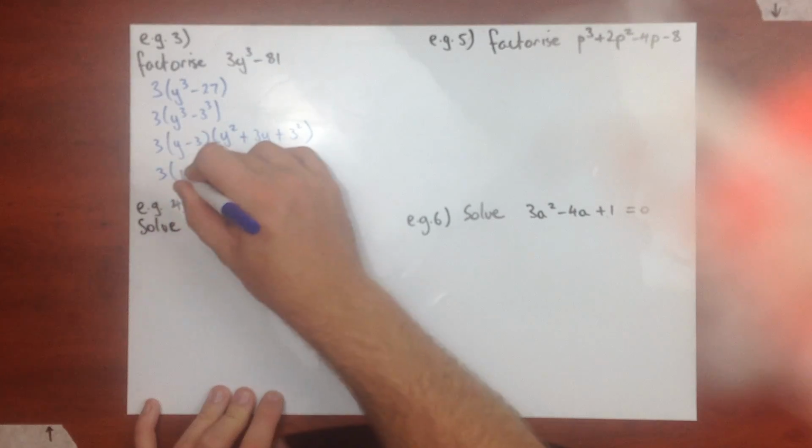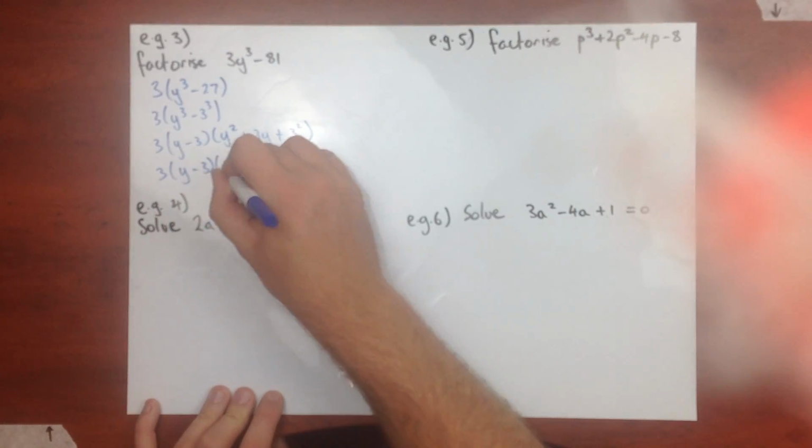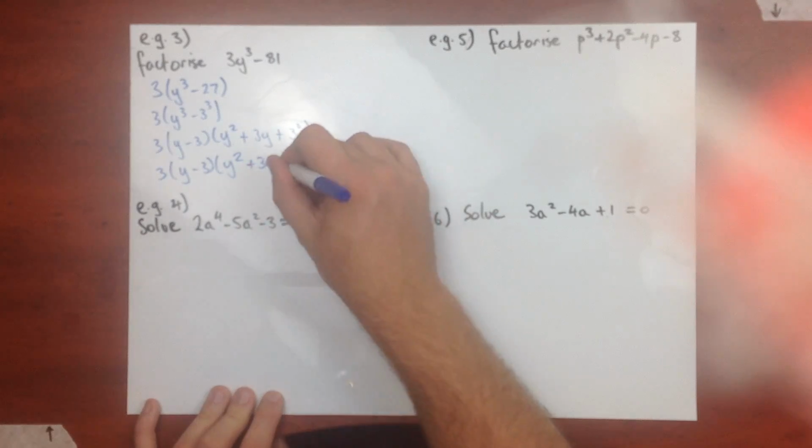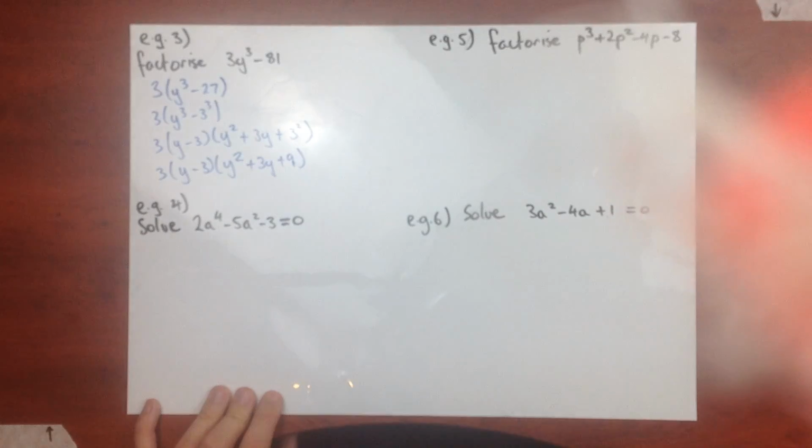We can neaten that up slightly and say that we've got our 9 at the end. Okay, so that's how we'd factorise that one.